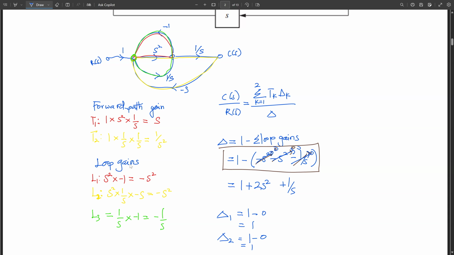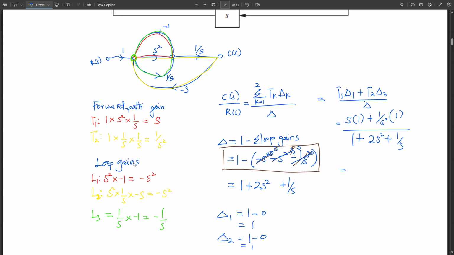Right. So the next thing to do is just to use the formula to find our overall transfer function. It's going to be, we expand this, T1 plus T2 all over delta. T1 is what we found here already to be s. So s multiplied by delta sub 1, which is 1, plus T2, which is 1 over s squared, multiplied by delta 2, which is 1, all over the delta here, 1 plus 2s squared plus 1 over s.